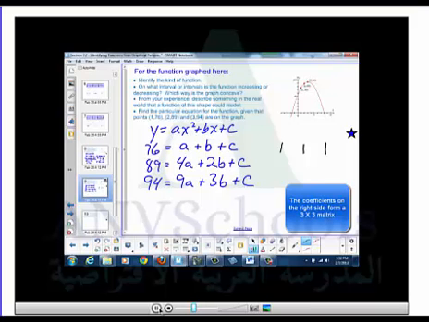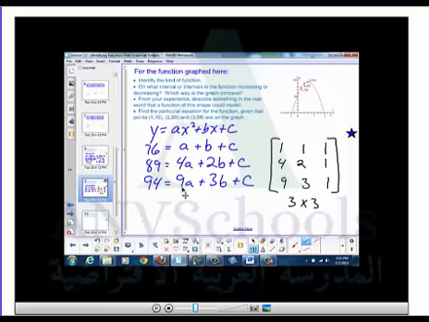So for A, B, C, we have 1, 1, and 1. For the second equation, we have 4, 2, and 1. And for the third, we have 9, 3, and 1. Therefore, we have a 3 by 3 matrix.